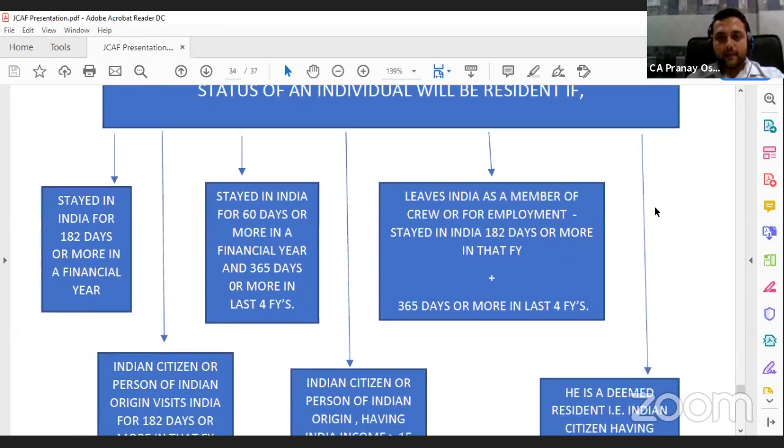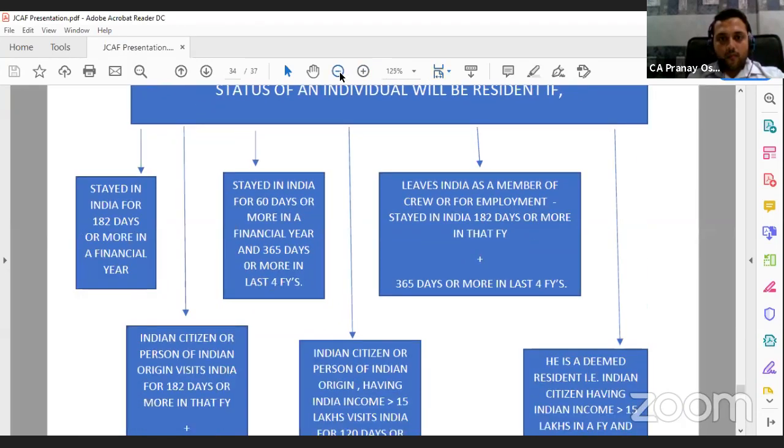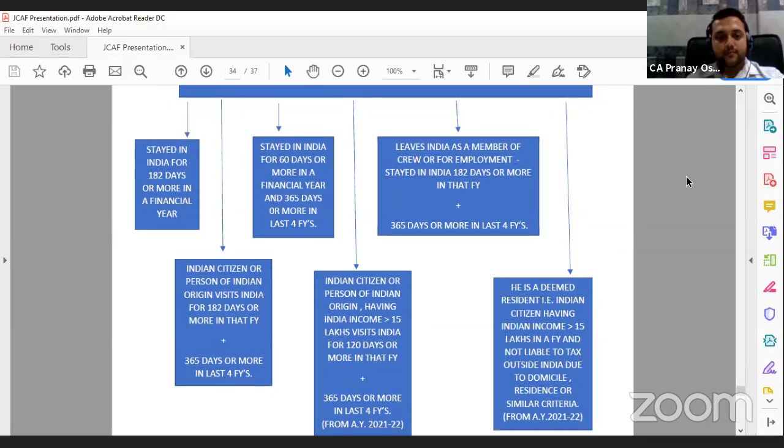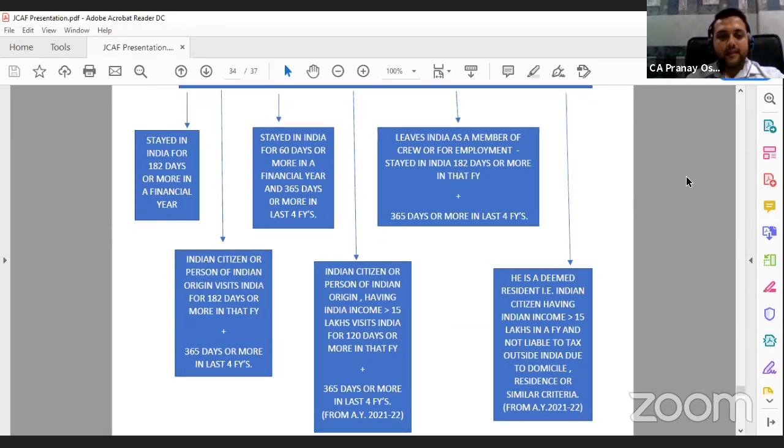There are 6 conditions basically, of how an individual will be resident. First is stay in India for 182 days or more in any financial year. Second, stay in India for 60 days in that financial year and 365 days or more in the last 4 financial years. If he leaves India as a member of a crew or for employment, he must have stayed in India for 182 days or more in that financial year, plus 365 days or more in the last 4 financial years. Indian citizen or person of Indian origin visits India for 182 days or more in that financial year, plus 365 days or more in the last 4 financial years.